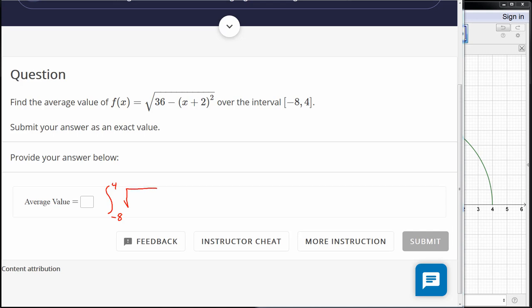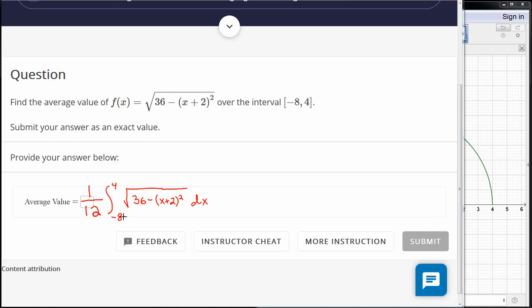So it's the square root of 36 minus (x plus 2) squared dx. Okay, but not so fast. That's the signed area under this function. So the average value is not the same as the signed area, but it's related. This is like the total area, but then to get the average value, you have to divide by the length of the interval.